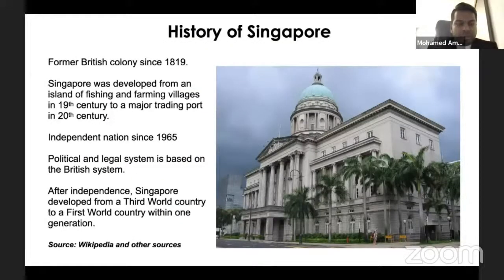The history of Singapore: it is a former British colony, and Singapore was developed from an island of fishing and farming villages into the 19th century. It has been an independent nation since 1965, with a political and legal system based on the British system. After independence, Singapore developed from a third world country to a first world country within one generation.